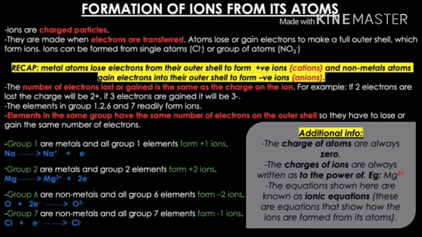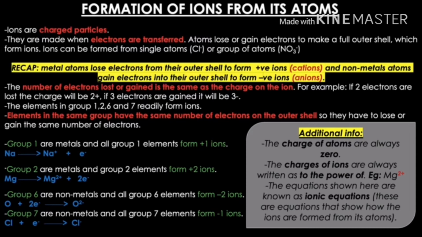The elements in groups 1, 2, 6 and 7 readily form ions. Elements in the same group have the same number of electrons on their outer shell, so they have to lose or gain the same number of electrons. For example, all elements in group 1 are metals, and they have 1 electron on their outer shell. This means when group 1 atoms form ions, they will have a positive 1 charge. And again, all the elements in group 2 are metals, and they have 2 electrons on their outer shell, which means when they form ions, they will have a positive 2 charge.